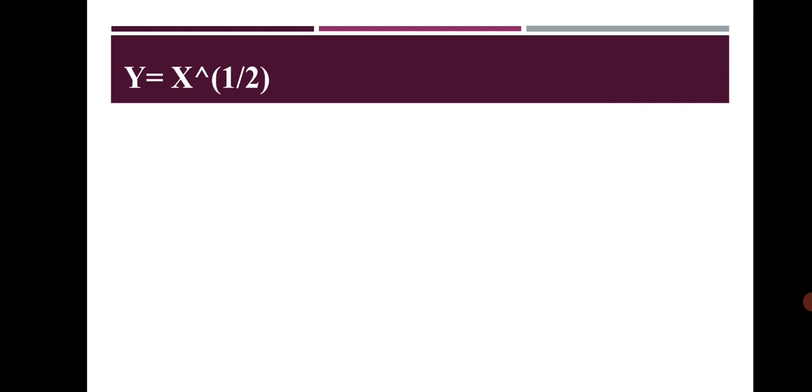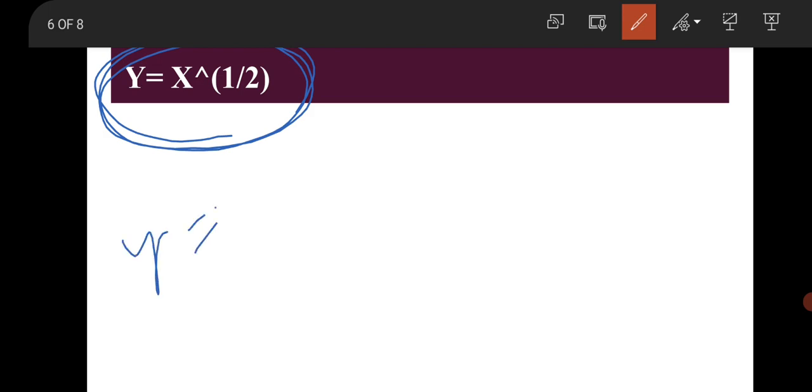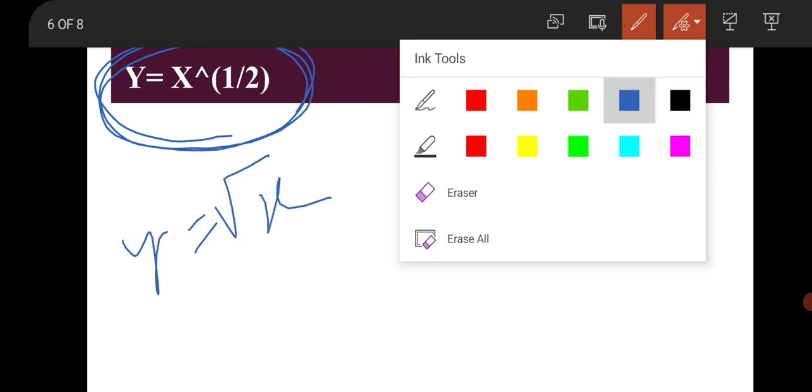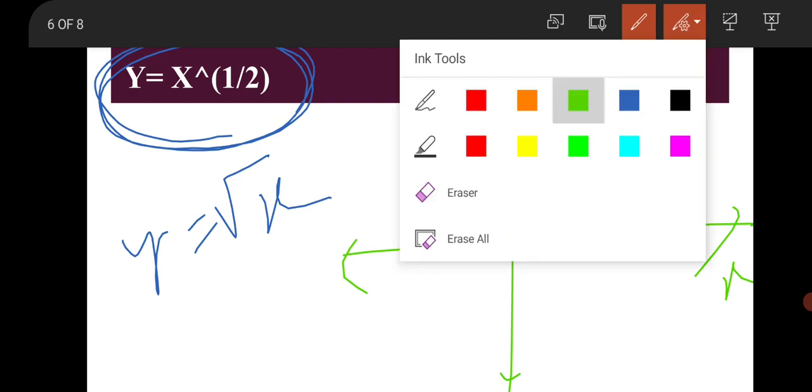So the function is y equal to 1 by root x. I think you all are aware of this function. Basically we are using it in drawing of Fermi energy and density of states in solid state physics. So it's one of the most important functions. For y equal to root 2x, you all know the graph is like this, this is the x axis, this is the y axis.